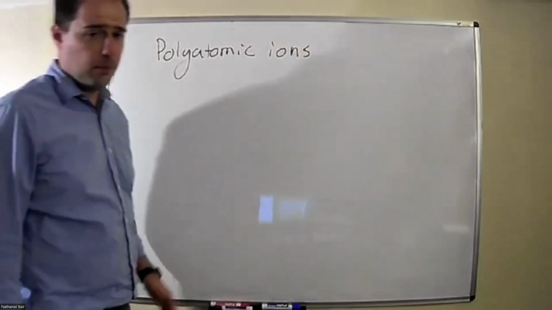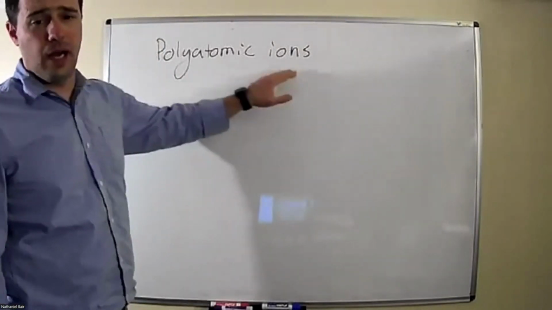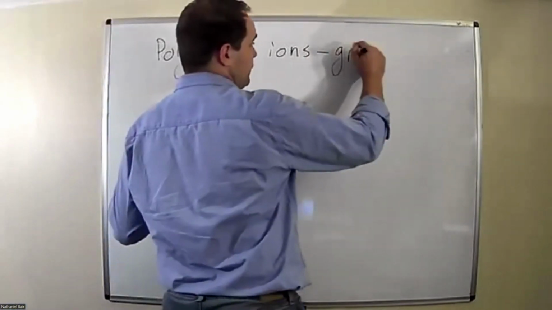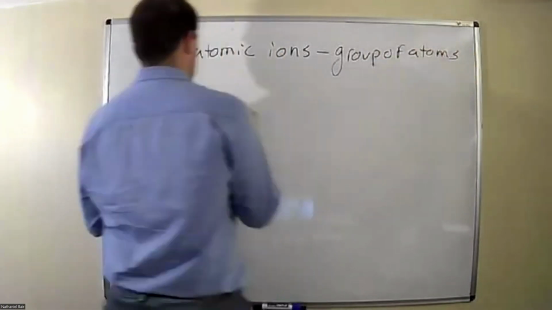Polyatomic ions. Dissect what this means. Poly, more than one. Atomic, atoms. Ions, charge. Right? Polyatomic ions are a group of atoms with a charge.